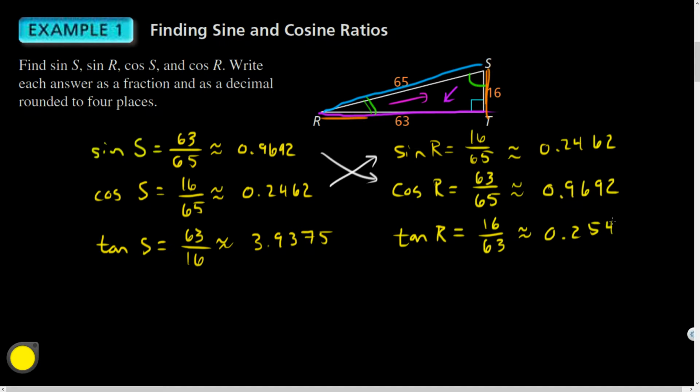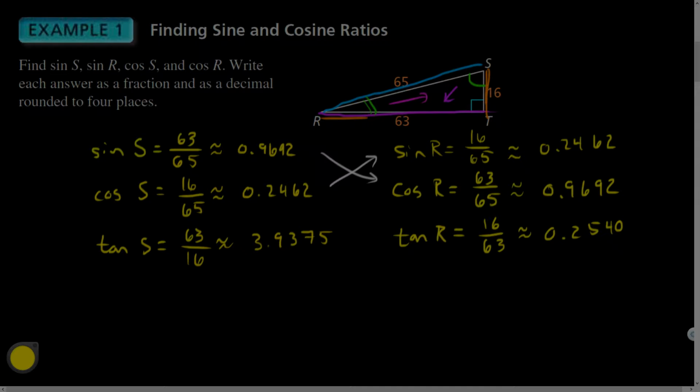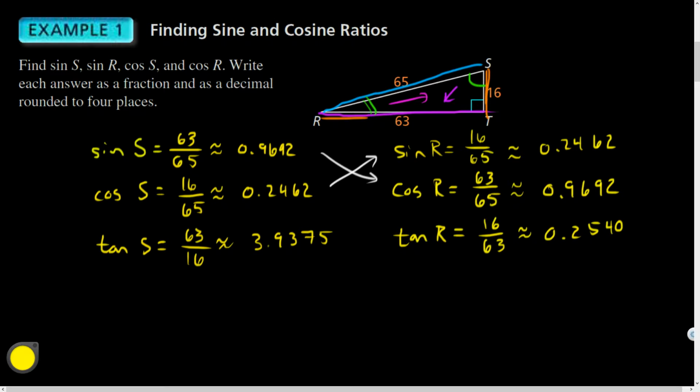0.2540. No, was it 39? I'm gonna say 40. Yeah, I had to round on that one a little earlier. So that's kind of cool. So far, you still don't necessarily know what we're doing. You found these things, but it's like, what do I do with these ratios?